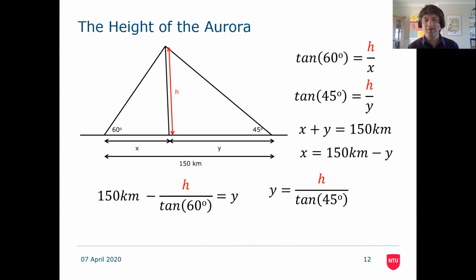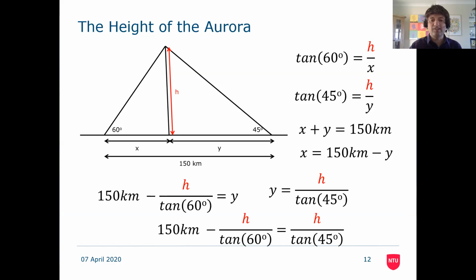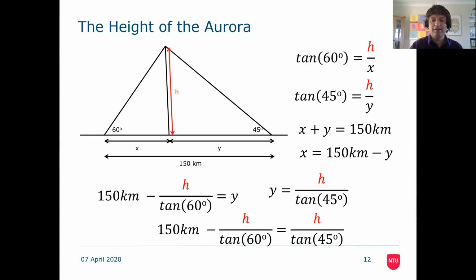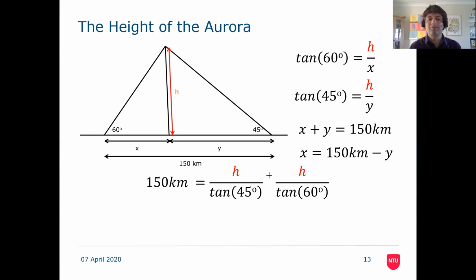Well, we can rearrange our equation from here, tan 45 degrees equals h over y, to make y the subject. Excellent. So we've got two equations here where y is the subject, so we can equate them. And when we equate them, we get 150 kilometers minus h over tan of 60 equals h over tan of 45. What we can then do is add h over tan of 60 to both sides, and we get this expression here.